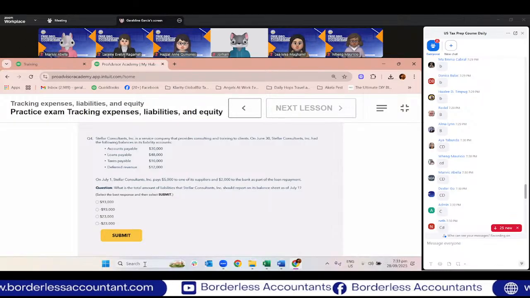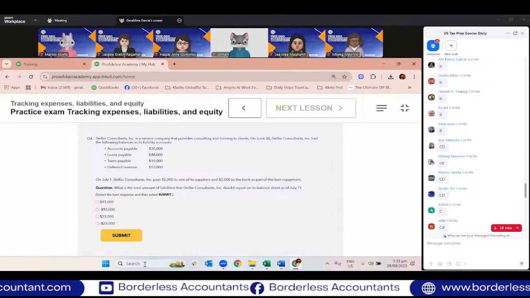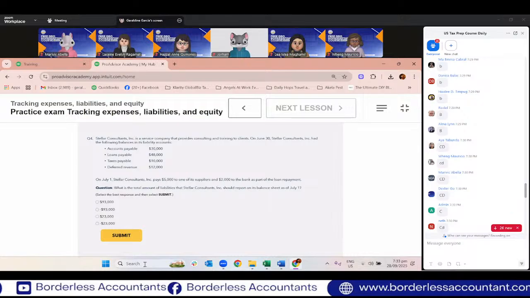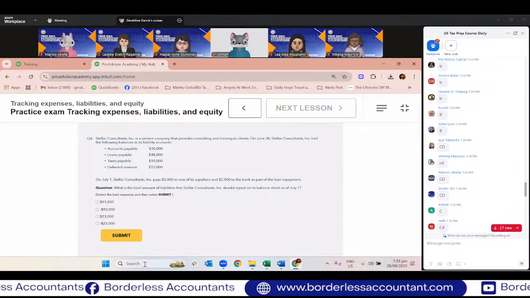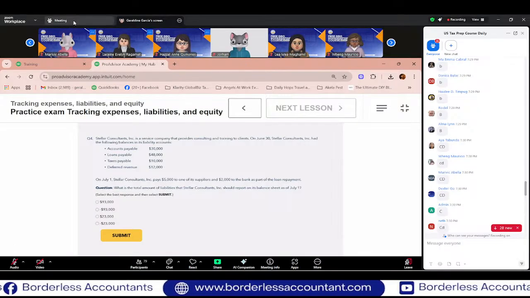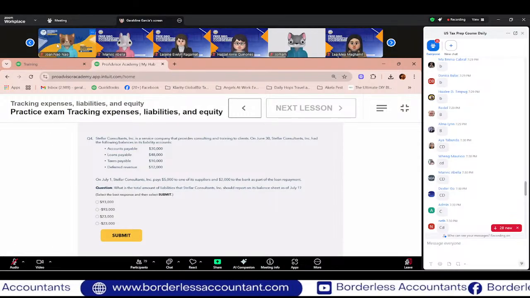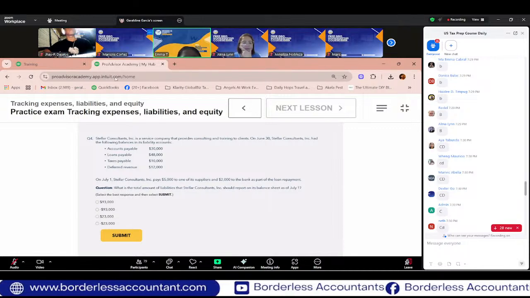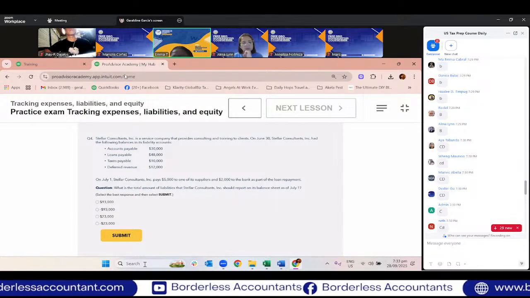So let's go back. The total of the liabilities is 30 plus 48, so that's 78, plus 10,000, so 88. Then deferred revenue, so that's 100,000, minus 5,000 and 2,000, 7,000, so that's 93,000. So what's our answer?